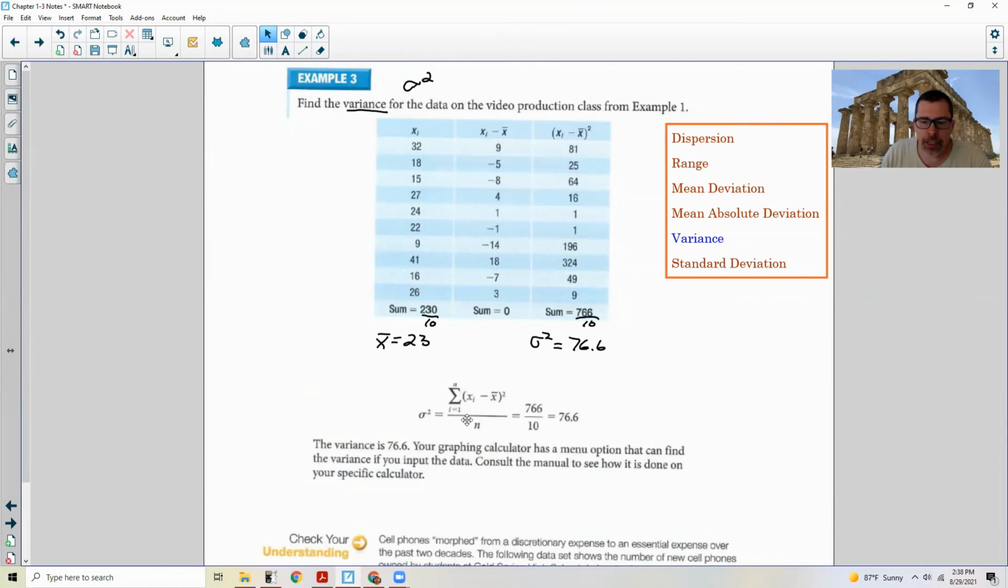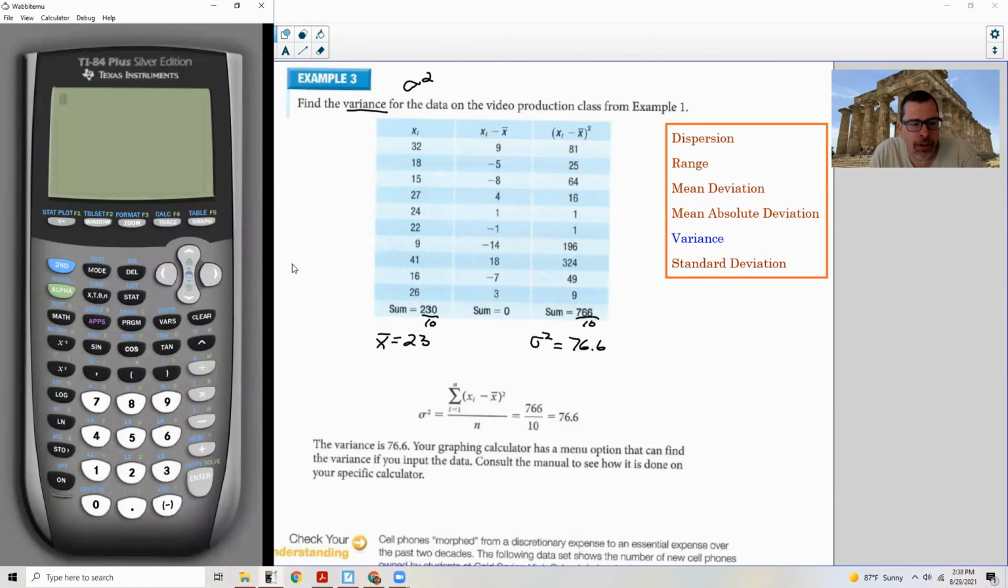Your graphing calculator has a menu option that can find the variance if you input the data. Consult the manual to see how it's done on your specific calculator, but I will show you now how to do it on a Texas Instruments calculator, TI-83, TI-84, 84 Plus, CE, any one of those. This is how you do it. So turn your calculator on, obviously. And I like to clear everything before I get started. I go to Y equals, I clear it. I make sure my plots are off, and I go to STAT.